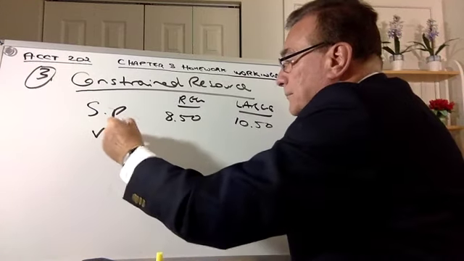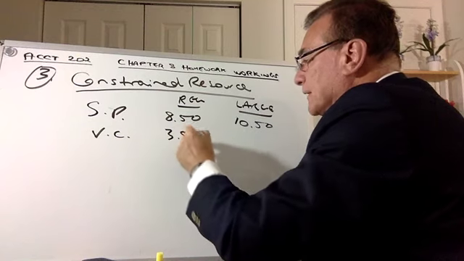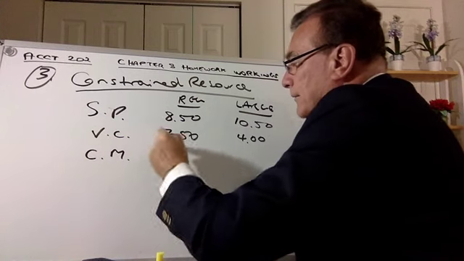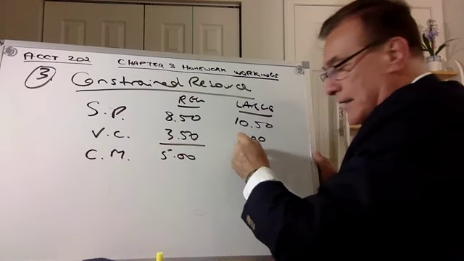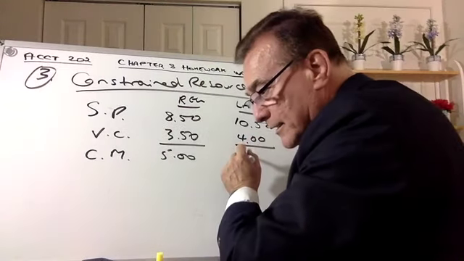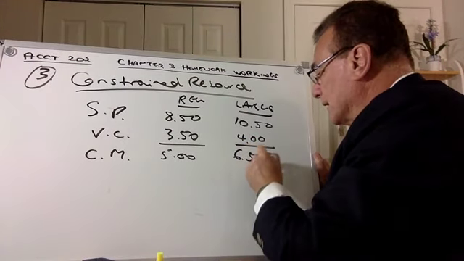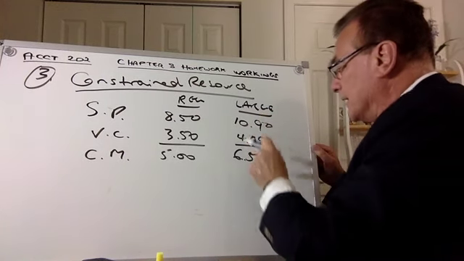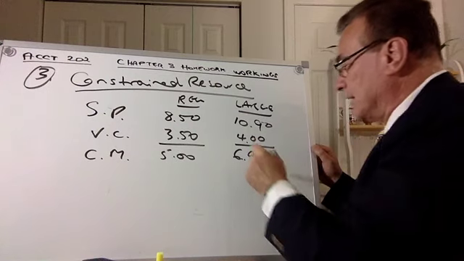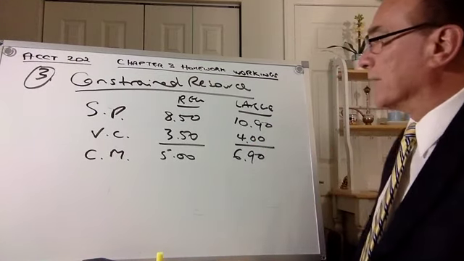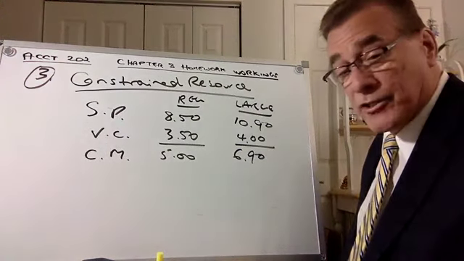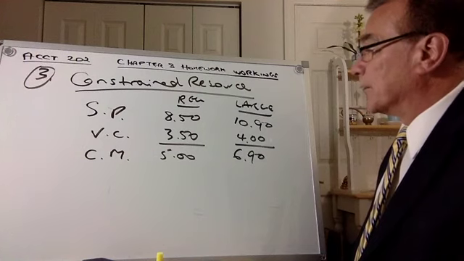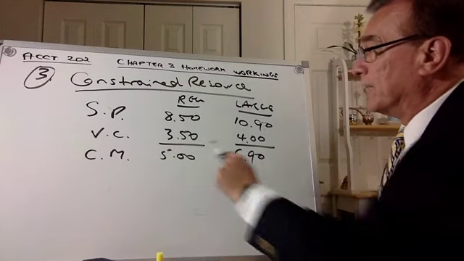The variable cost is $3.50 for the regular and $4 for the large. Contribution margin, therefore, $5 for the regular and, sorry, this is $10.90, can't read my own writing, $6.90, and so it's $6.90 for the large. Now, someone who isn't trained in this area would say, well, we should produce lots of large because we make $6.90 by doing the large compared to only $5 for the regular.